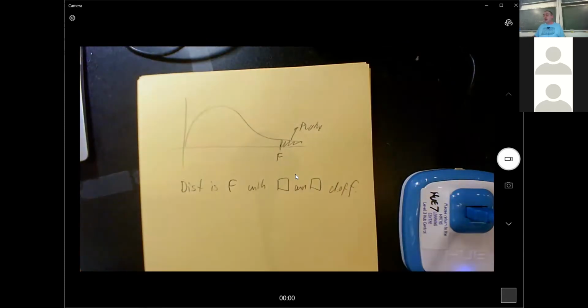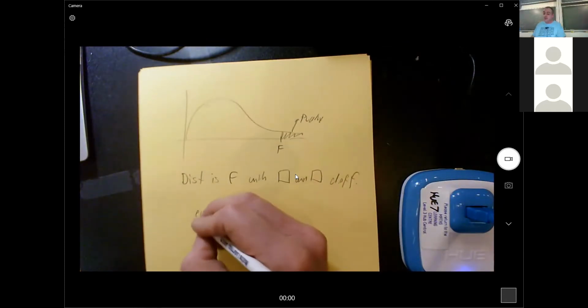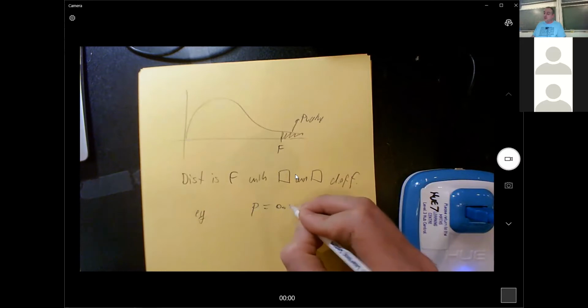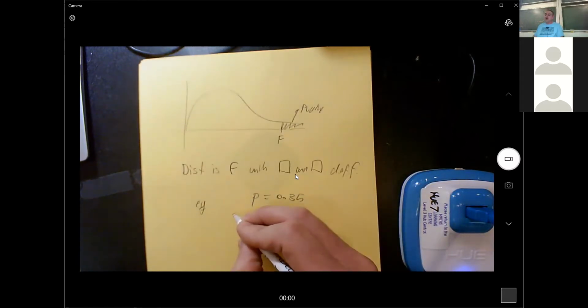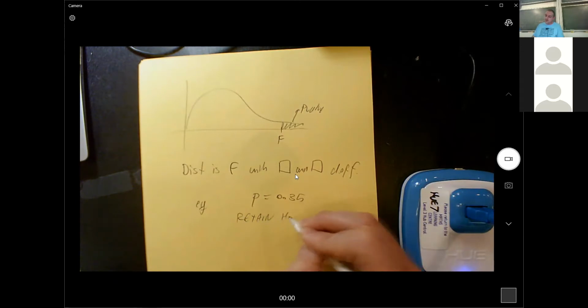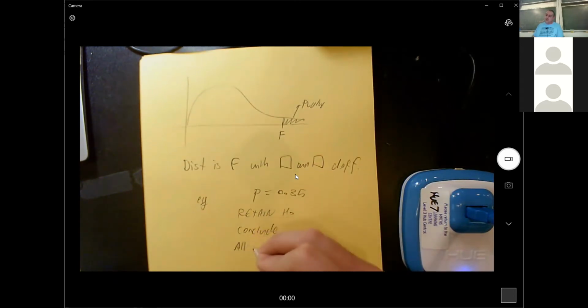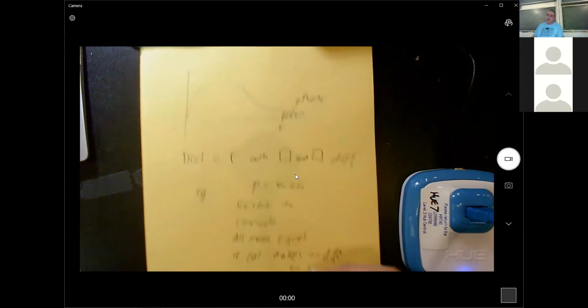And so when I come down here and I get, for example, if my p-value came out as 0.35, I would say, I would retain. Do we use retain in this course? I would retain the null hypothesis and conclude all means are equal, i.e. the category makes no difference to the outcome.